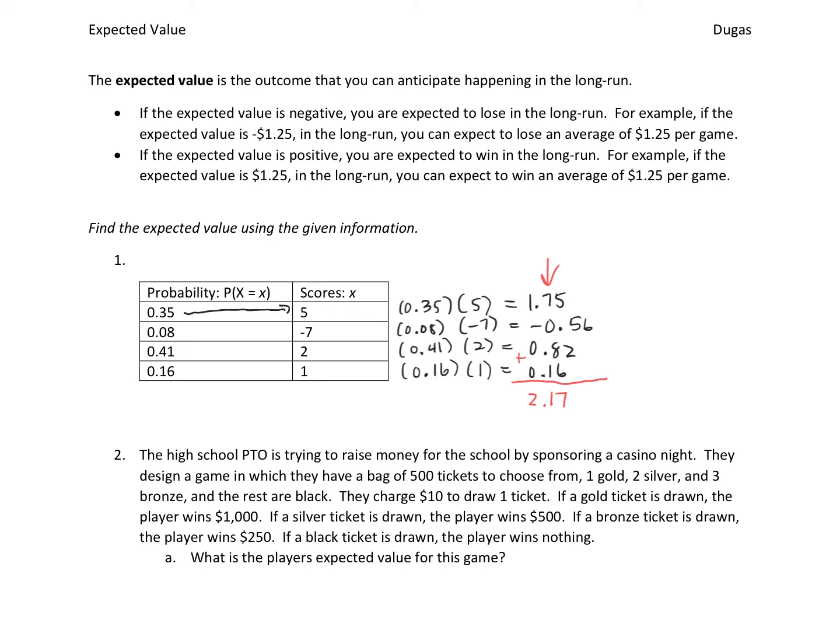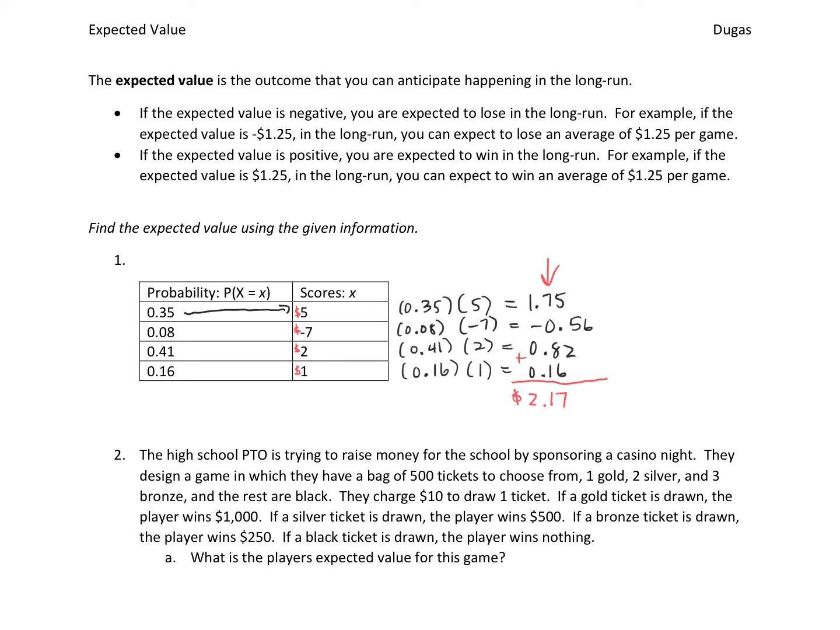If you're talking about money here, let's say you could win $5 in the first case, you would lose $7 in the second case, you would win $2 in the third case, and you would win $1 in the fourth case. And they asked, do you want to play this game? Well, you find out that the expected value is positive. It's a positive $2.17. So that means on average, in the long run, you will win about $2.17 per game.